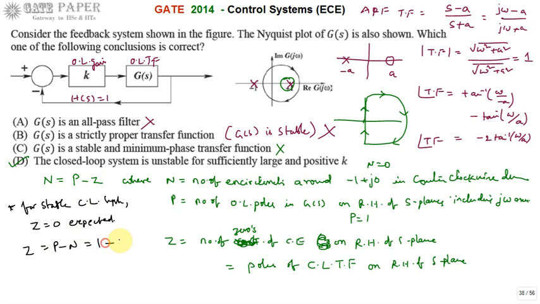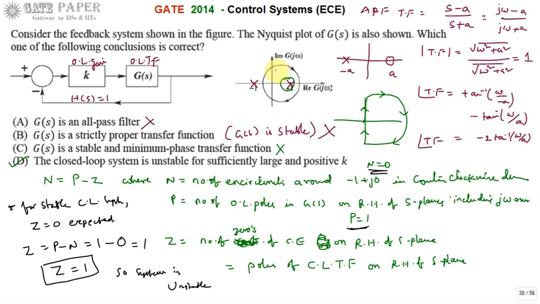P value is 1 and N value is 0, as I just stated. So 1 minus 0 is 1. So Z is equal to 1. There is a zero present on the right half of S plane in the characteristic equation, which is the same as a pole present in the closed loop transfer function on the right half of S plane. So the system is unstable.